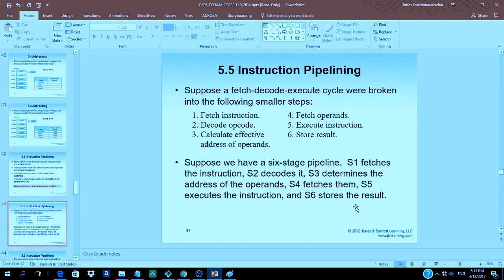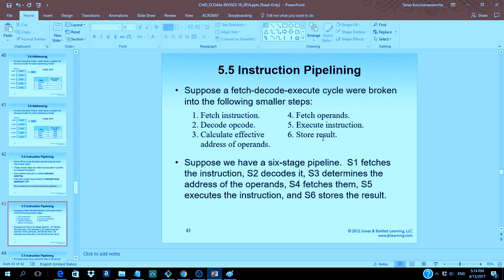So let's look at, suppose we have, first we understand that the fetch-decode-execute cycle can be broken down into 6 steps. Fetch instruction, decode opcode, calculate effective address of operands, and then fetch the operands, execute the instruction, and store the result.